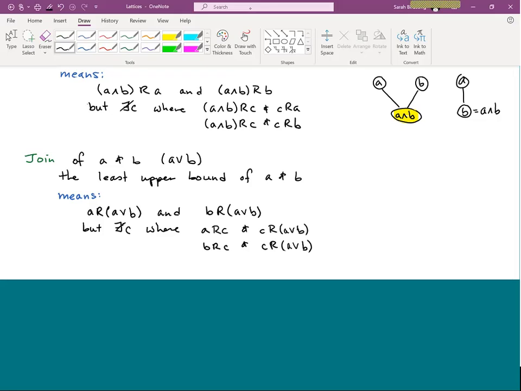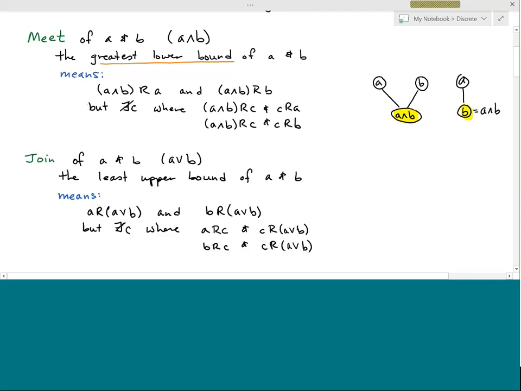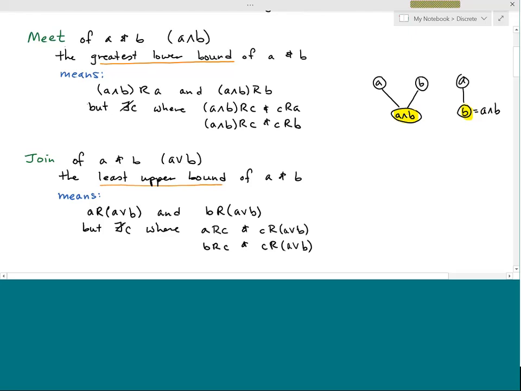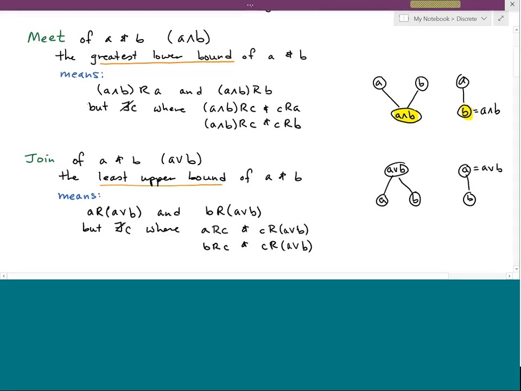Now, your join is exactly the opposite. The join is the least upper bound. And so the least upper bound means we are going to be above A and B, and it's the first one you come to above A and B. In terms of symbols, this guy totally looks like a union symbol, except it is pointified. It's actually a V. And if the two elements are stacked on top of each other, the join is going to be that top element.